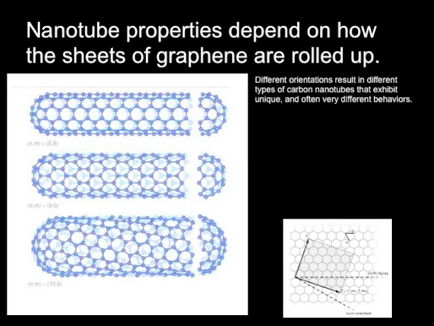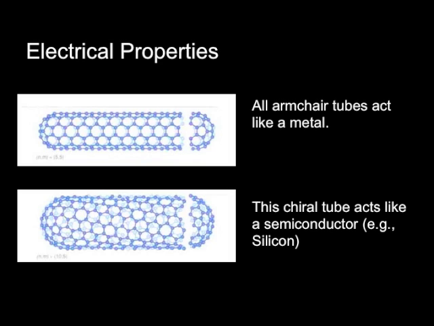Nanotube properties really depend on how the sheets of graphene are rolled up. Different orientations result in different kinds of carbon nanotubes that exhibit unique and often very different properties. For instance, the electrical properties of armchair tubes act like a metal, and yet the chiral tubes act like semiconductors. Really, the only difference is the way that they've been twisted.